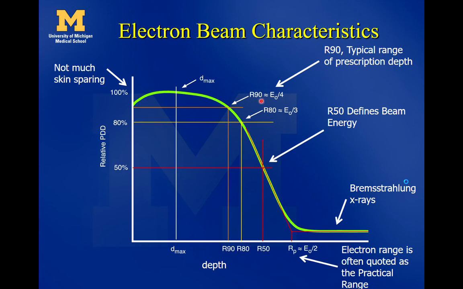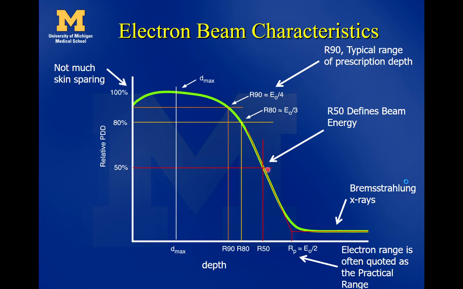R90 is about the beam energy divided by 4. This is like the typical range used for prescription depth. So when a physician knows how deep they want the beam to penetrate and they know what depth they want, they can effectively multiply that by 4 and figure out what electron beam energy to use. Another concept is called R80. It's the depth that 80% of the dose occurs at in the patient. R80 is the beam energy divided by 3.